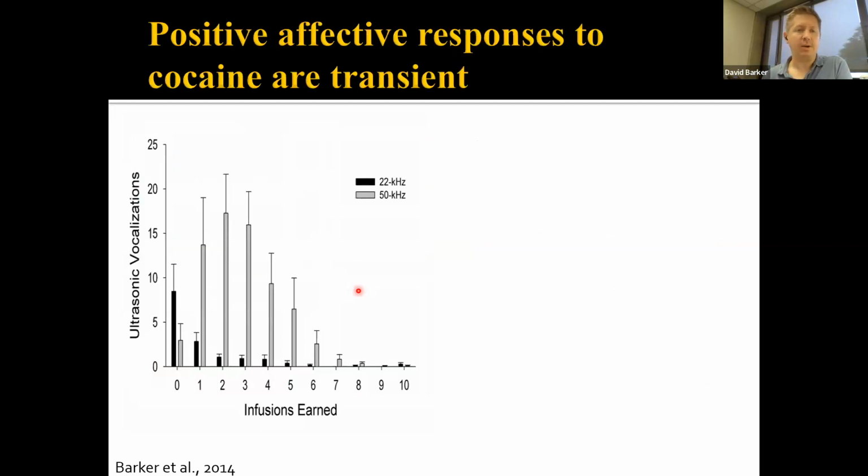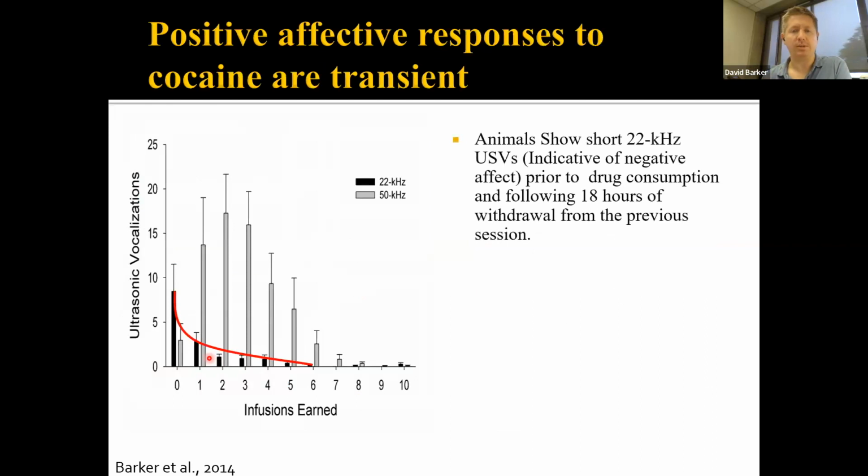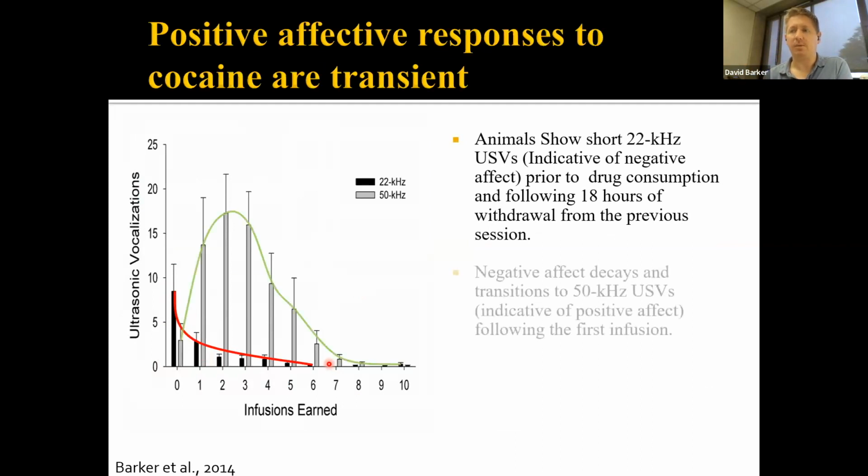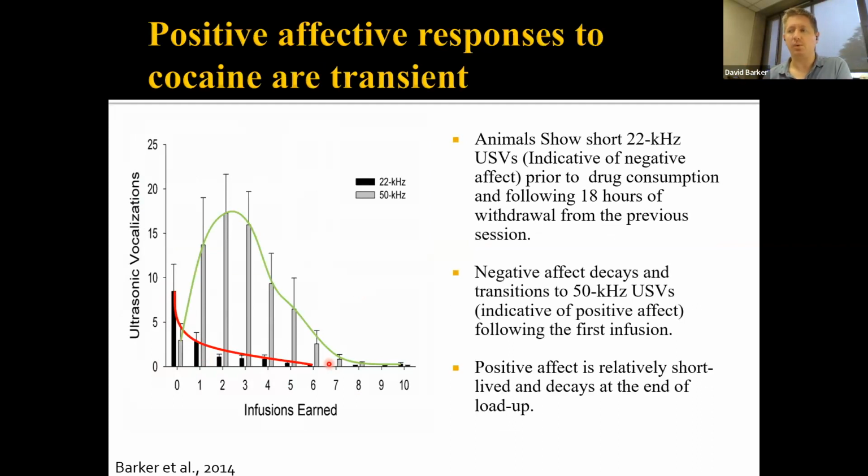So what we found is actually very similar to what Kevin is seeing in the opioids here, which is that if we look before the session, there's a set of 22 kilohertz or negative affective vocalizations that happen just before the first infusion, and they subside as animals switch from being kind of sober to intoxicated over the beginning of the session. And then after that, we see a rise in 50 kilohertz vocalizations. But the really interesting thing for us was how transient this was. It's incredibly short-lived, and by the end of about 10 infusions, this goes away.